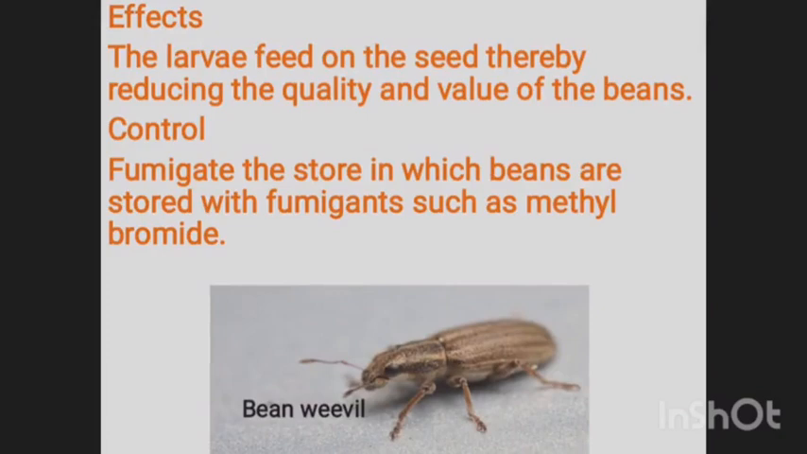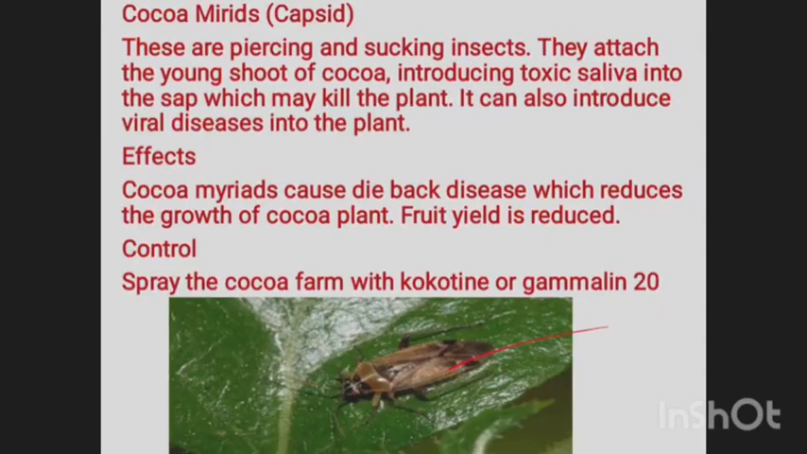The effects of the bean weevil: they feed on seed, thereby reducing the quality and the value of the beans. How do we control them? Fumigate the store in which beans are stored with fumigants such as methyl bromide. So you fumigate your store containing the bean seed with a chemical known as methyl bromide.